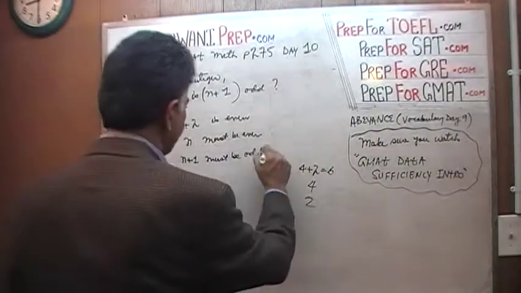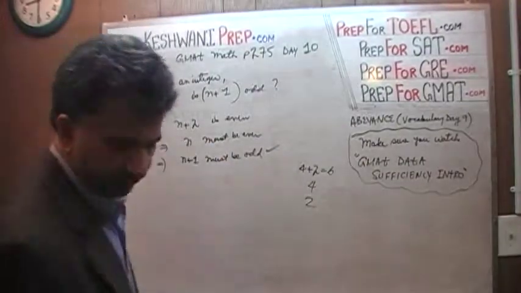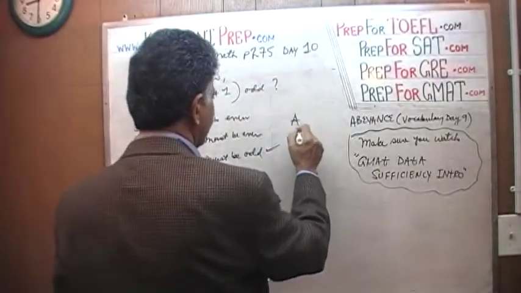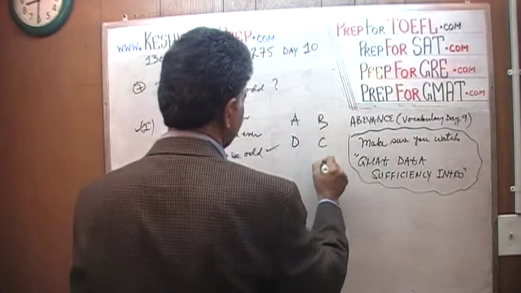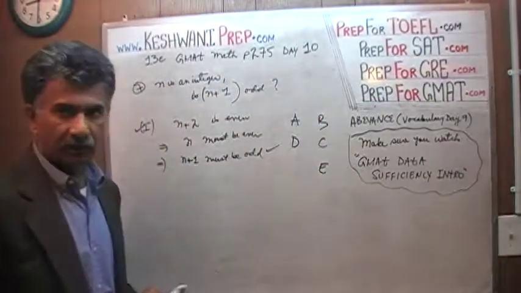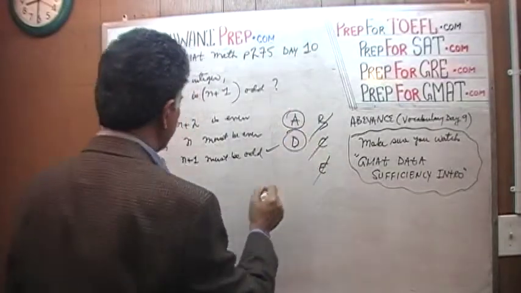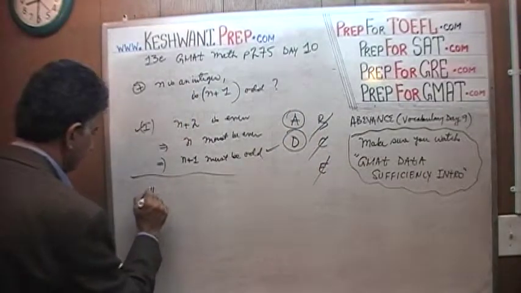So that statement by itself is good enough. The first statement does the job. So what we have to do is write down here A, D, B, C, E. And since the first statement works, that tells us that the answer cannot be B, C, or E. It's got to be either A or D. Let's look at the second statement.